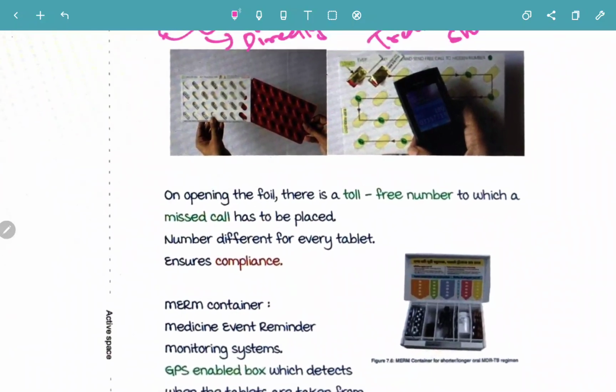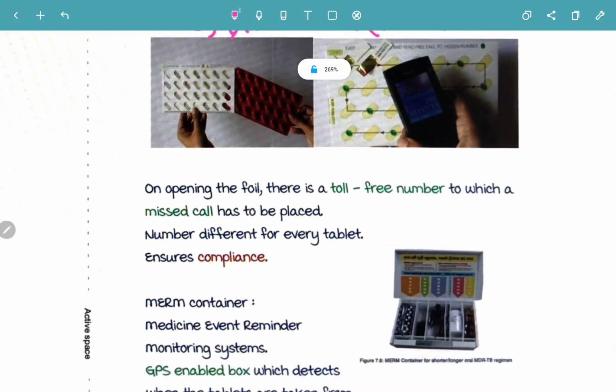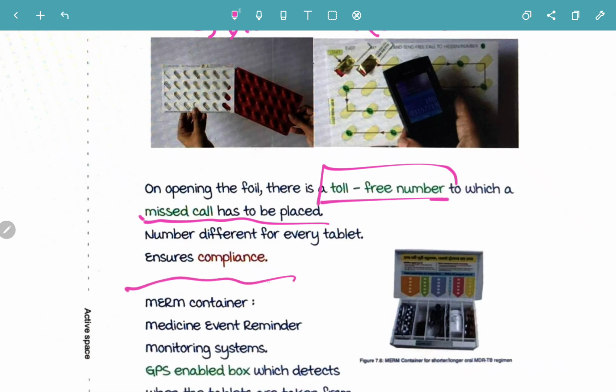On opening the foil, there is a toll-free number to which a missed call has to be placed. A missed call should be placed to this toll-free number, and the number is going to be different on every tablet, and it ensures compliance.